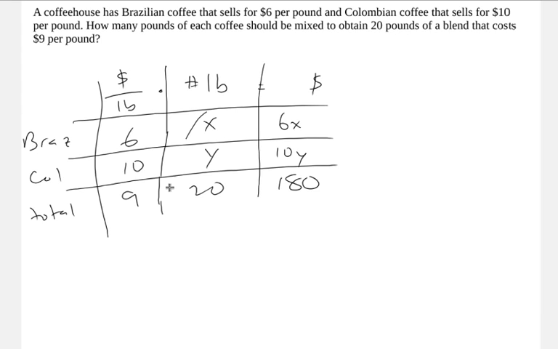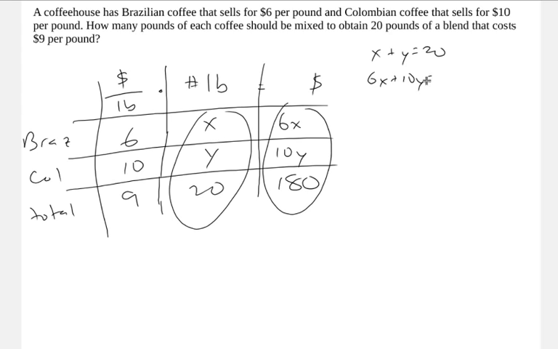Alright, so my two equations are here and here. Again, my rate column never gives me an equation. So I get x plus y equals 20, and 6x plus 10y equals 180. Those are my two equations.